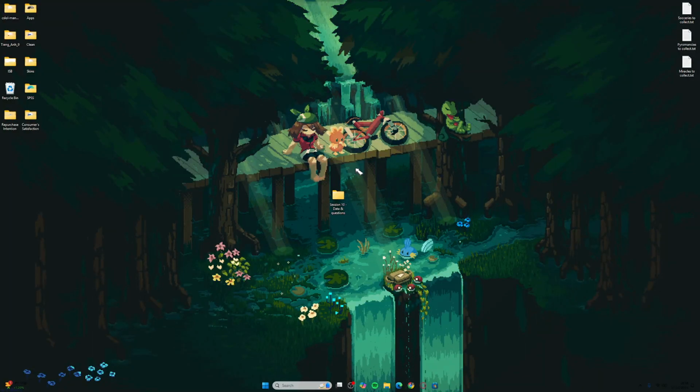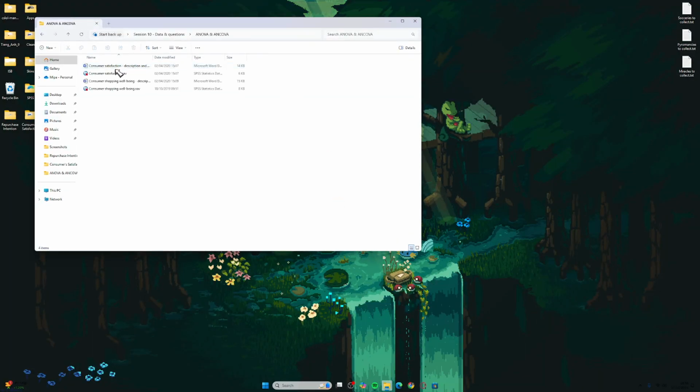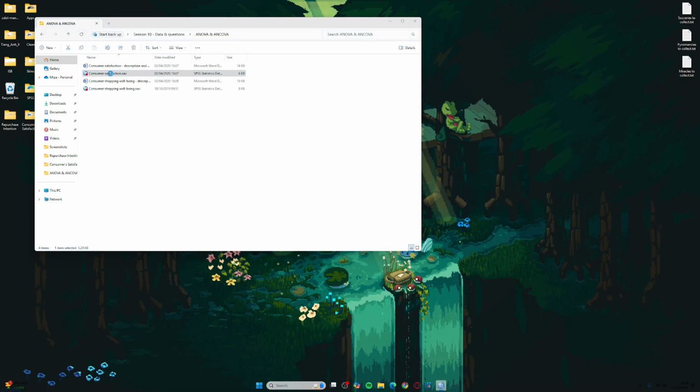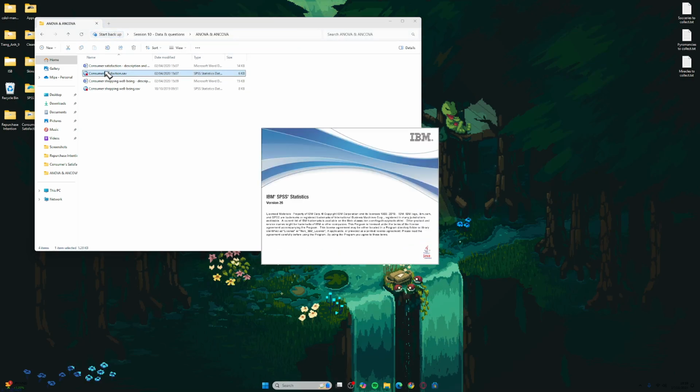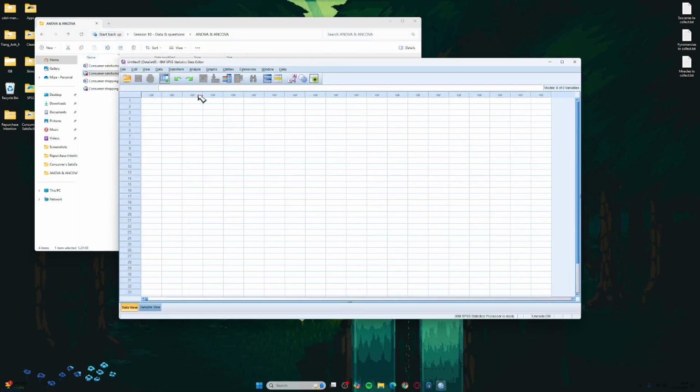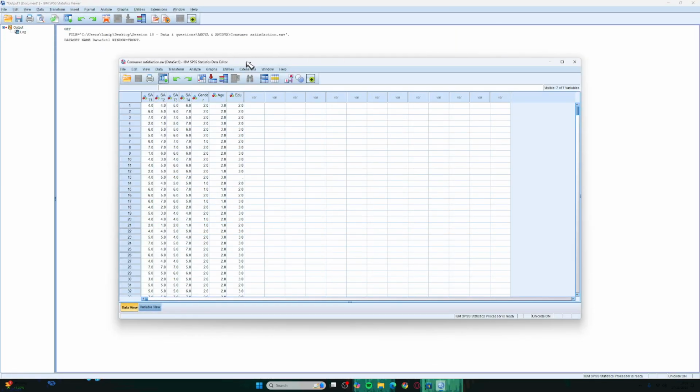Right, let's do the ANOVA analysis. First off, let's open the dataset. Okay, first off, let's compute the satisfaction.